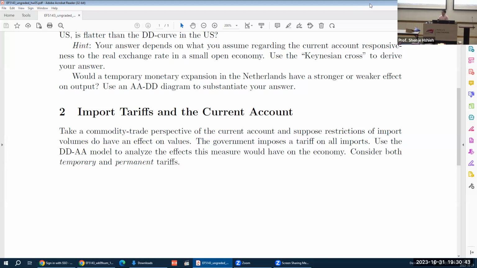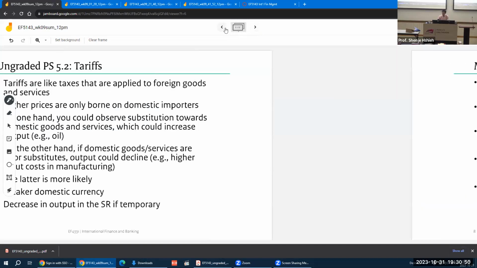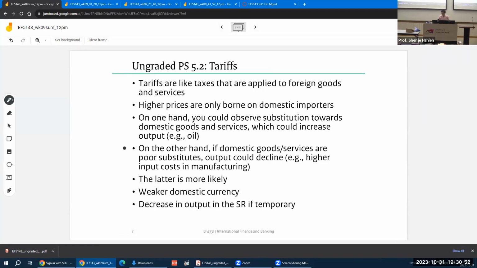So the analysis is trivial if you just think about it as a tax cut, tax increase. But as someone pointed out in this class, I forgot who, if you think about it as a tariff on a specific input for production within the country, then it's a much different story, right? So here, right, if domestic goods are poor substitutes, let's see.